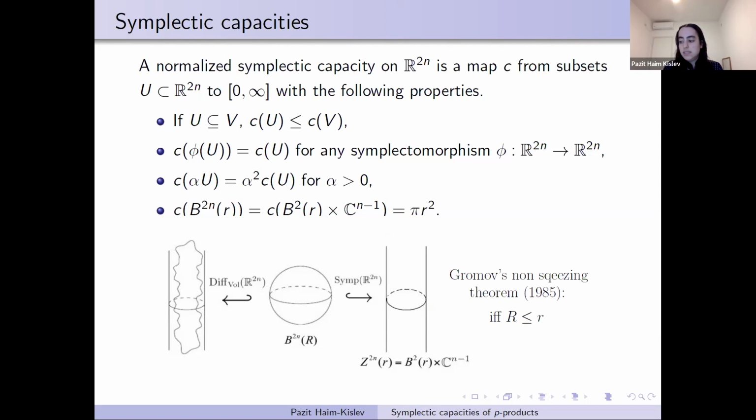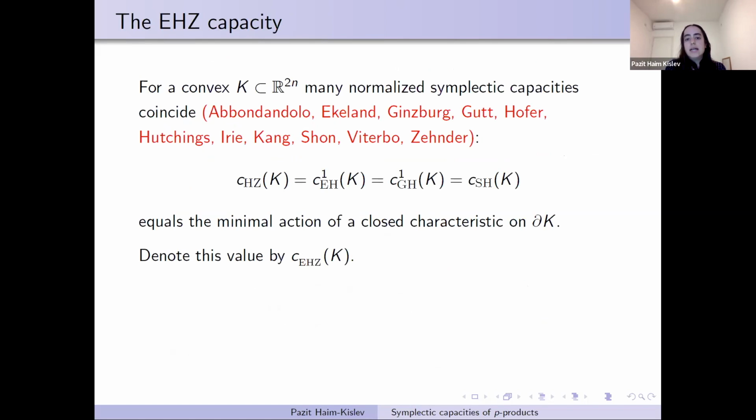So that is the main object we will talk about today. Throughout the years, many symplectic capacities have been defined. And it turns out that many of them are equal when we look only at convex domains in R^2n. Moreover, they are equal to the minimal action over all closed characteristics on the boundary. And there will always exist a closed characteristic for a convex domain.